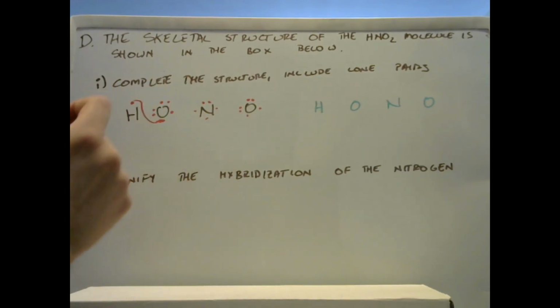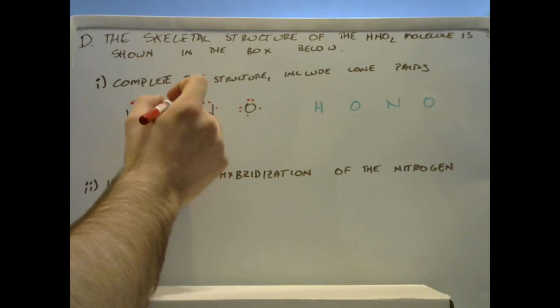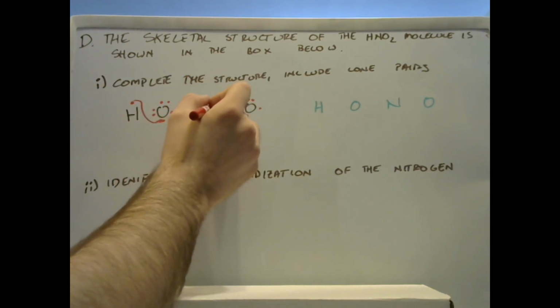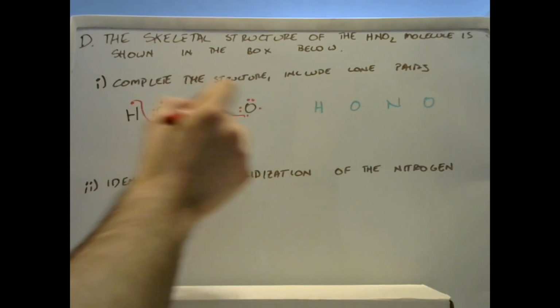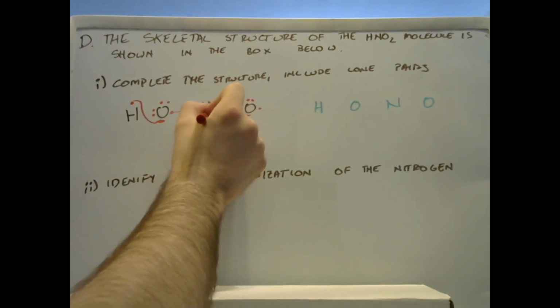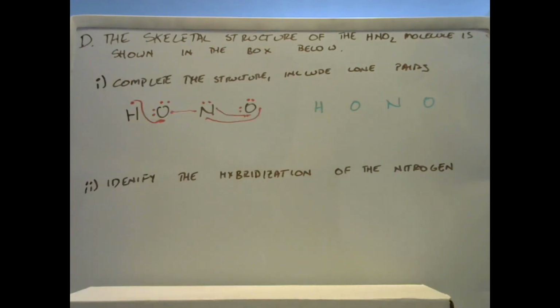Hydrogen is next to the oxygen, so they clearly will have to connect. Oxygen's next to the nitrogen, clearly will have to connect. Nitrogen's next to the oxygen, they'll also have to connect. And then you have these 2 unpaired electrons left over, so just pair them up, which gives you a double bond. Now this is messy, but acceptable.